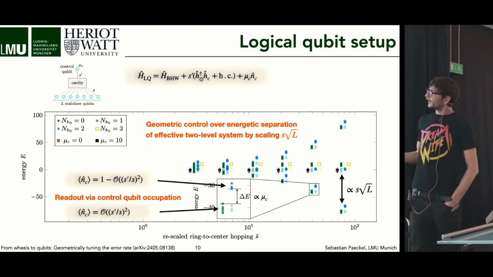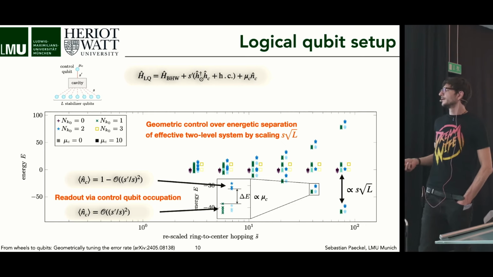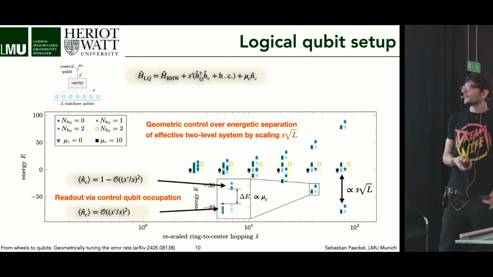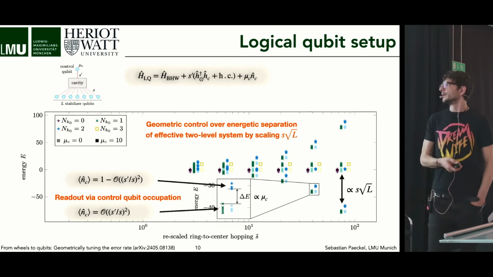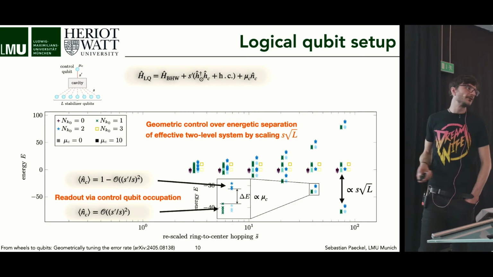Maybe one short comment on the number of states in these clusters. They scale exponentially with the coordination number. So there is a huge redundancy in encoding this information.